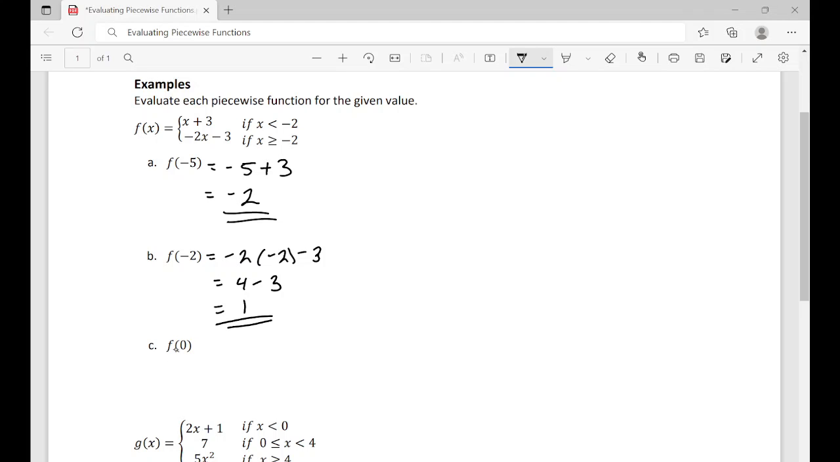And we're going to do the same thing for f of 0. Is 0 less than -2? The answer is no. Is 0 greater than or equal to -2? And the answer is yes. So it's going to be the bottom equation again. So -2 times 0 minus 3 is going to be 0 minus 3, which is going to be -3. So our answer for the third one is -3.